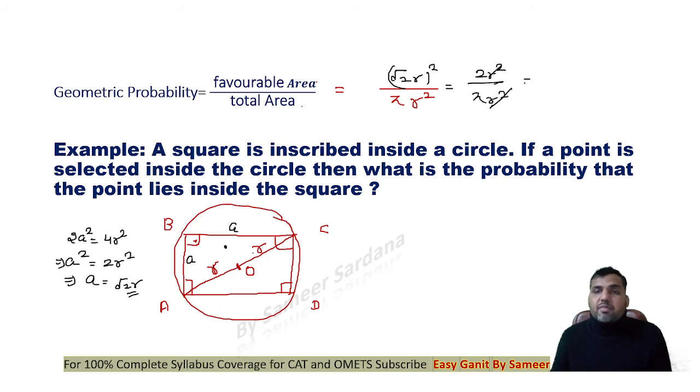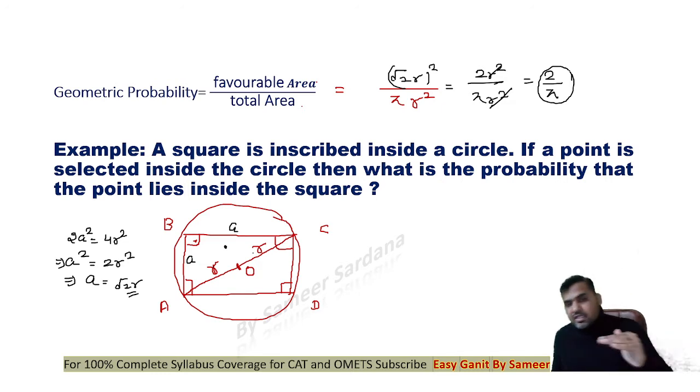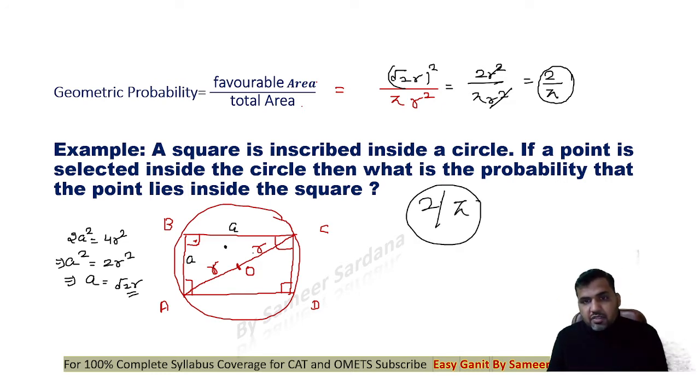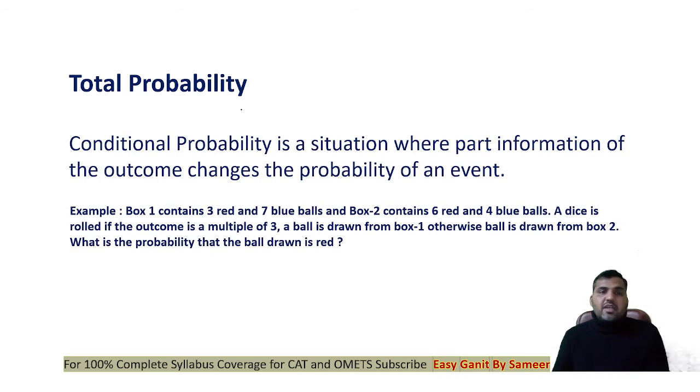So the probability that any selected point from the circle lies inside the square will be 2 upon pi, and that is the correct answer to the question, 2 upon pi. That's a basic example of geometric probability. You want more practice? Please watch the special classes.